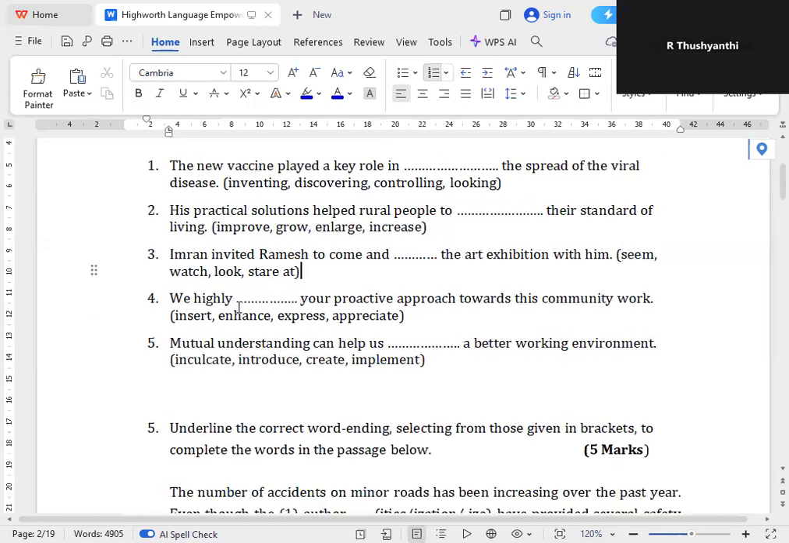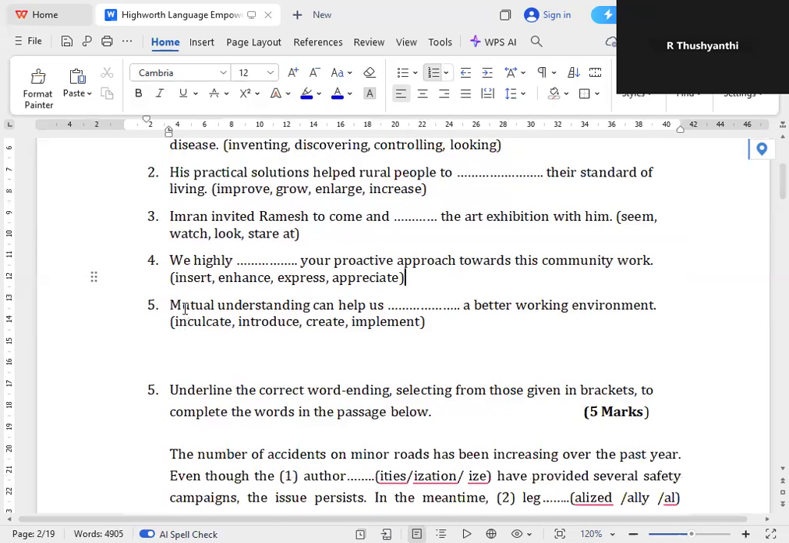Fourth one: we highly your proactive approach towards this community work. The words given within the brackets are insert, enhance, express, and appreciate. Which one can you use? We highly appreciate your proactive approach towards this community work.